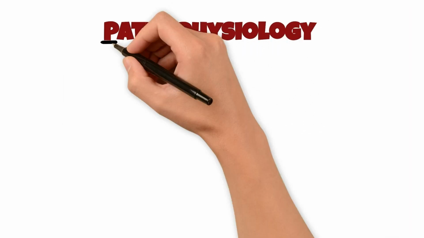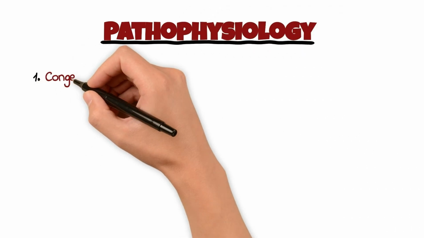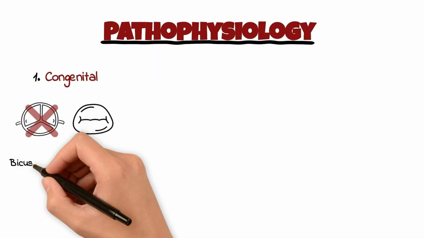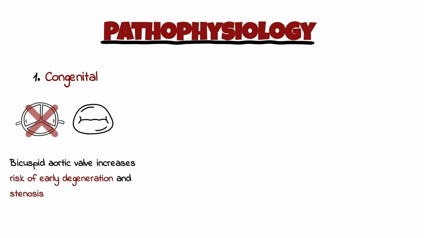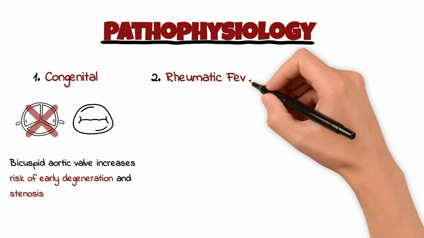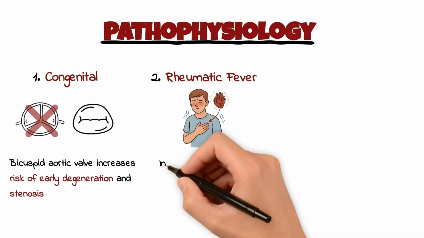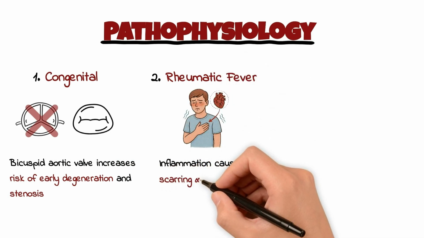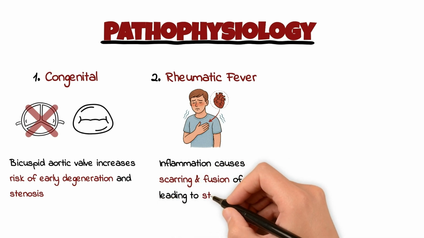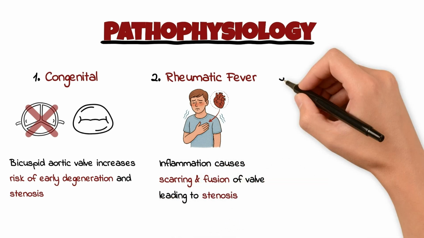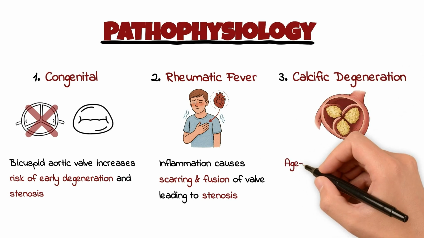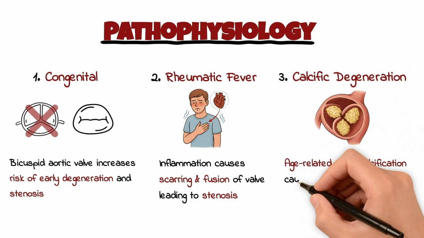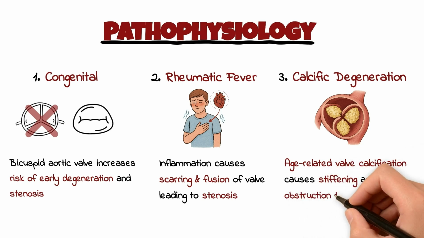Pathophysiology. Congenitally, a bicuspid aortic valve increases the risk of early valve degeneration and stenosis. Rheumatic fever. This can cause inflammation and subsequent scarring and fusion of the valve leaflets, leading to stenosis. Calcific degeneration. Age-related calcification of the aortic valve causes leaflet stiffening and obstruction to flow.